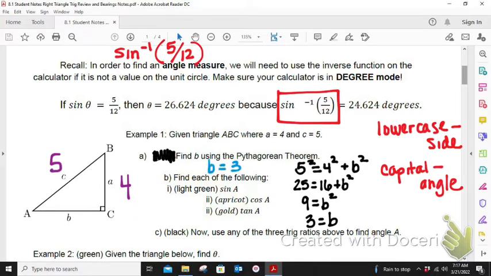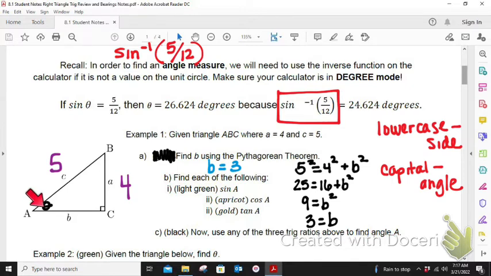Okay, so now what we're going to do is find each of our ratios. So if I'm trying to find the sine, what two sides of my triangle? I'm trying to find the sine of A. See how that says capital A? So that means that our theta belongs here. So that's theta. This is my angle.